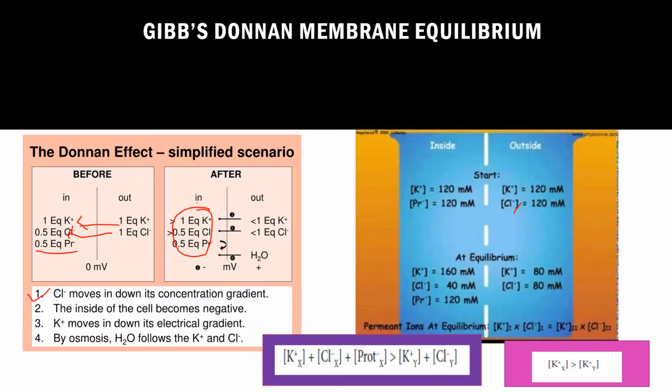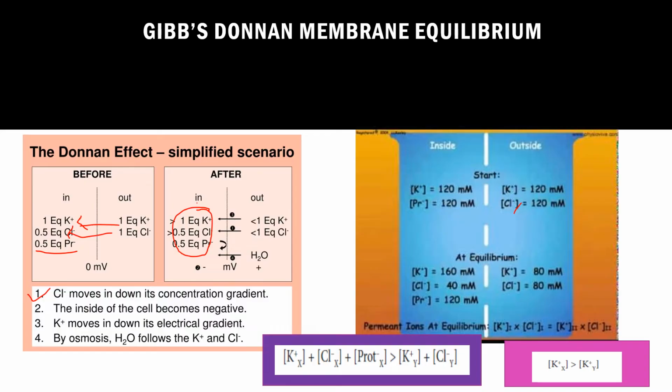Here also one example, here a value is also given. So initially the potassium and chloride concentration, chloride was more on one side. So initially the chloride will move first, then it will drag the potassium, then it will drag the water. So what will happen at the equilibrium? Potassium ion, which was initially 120, will become 160. Chloride was totally absent, its concentration will be increased, whereas on the other side both of them will be decreased.